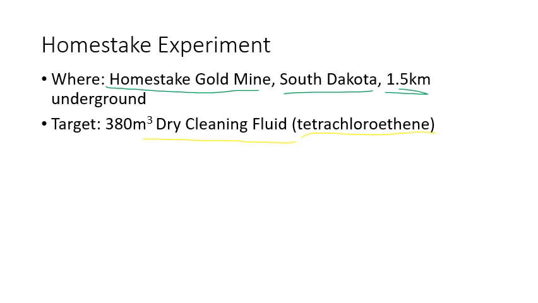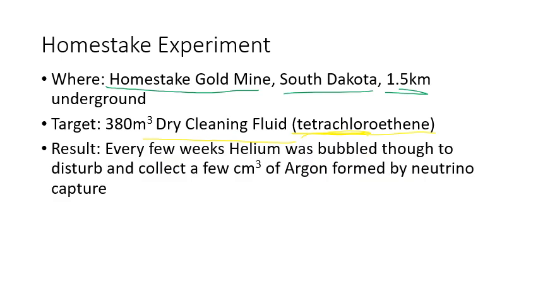As far as we're concerned, it means 4 chlorines. So 4 chlorines, one of those chlorines is probably going to be a 37. So one of those chlorines is available to be turned into argon if it's struck by a real neutrino.